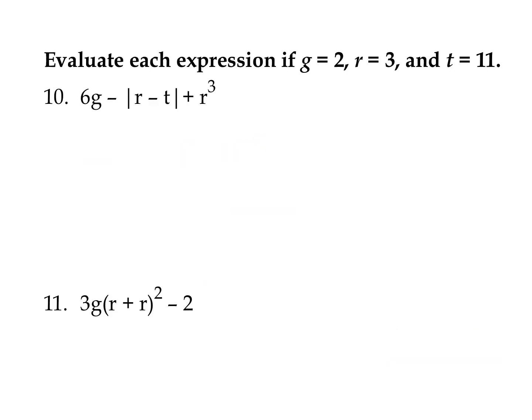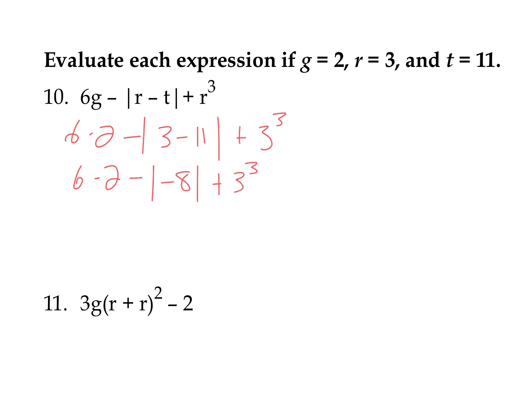And let's see a couple evaluating. We're going to substitute the values of the variables in place of those letters and do our calculations from there. So we're going to have 6 times 2 minus absolute value. So we're going to see that coming into play here. 3 minus 11 plus 3 to the third. So absolute value bars are a grouping symbol. So we're going to do our calculations that are inside there first. So we're going to have 6 times 2 minus negative 8 plus 3 to the third.